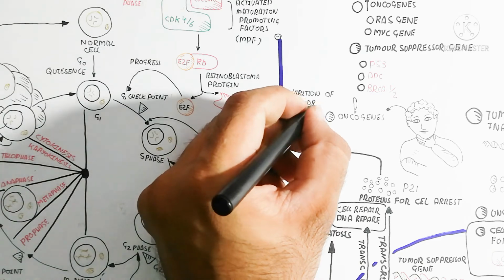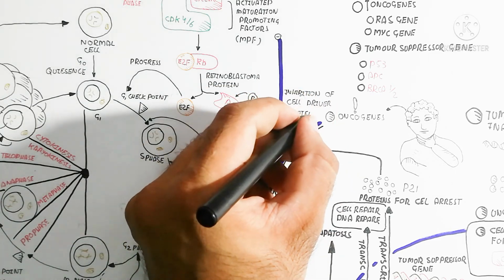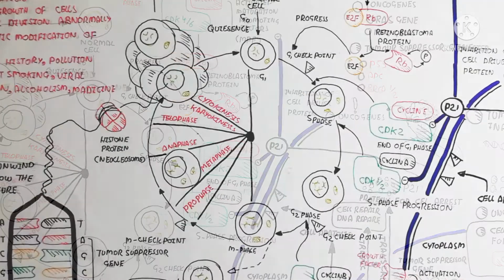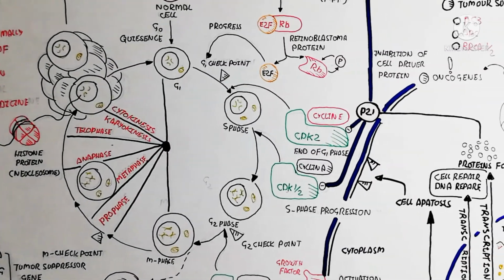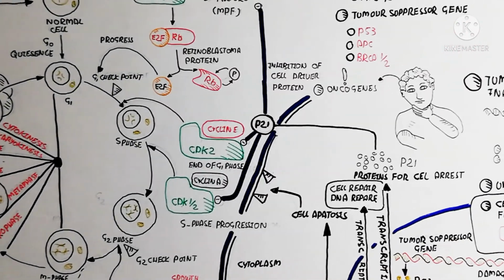So the tumor suppressor gene is activated to decrease the risk of the cancer-causing genes, which are the oncogenes.